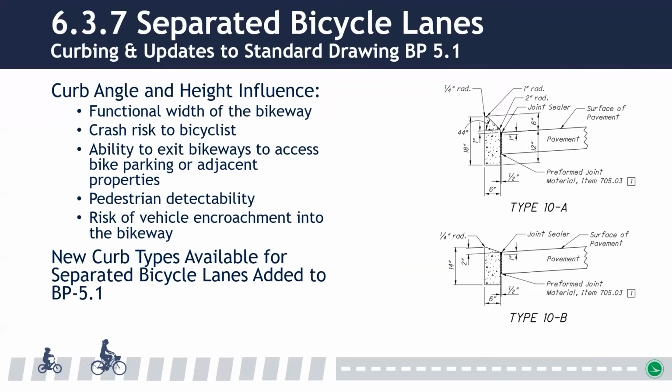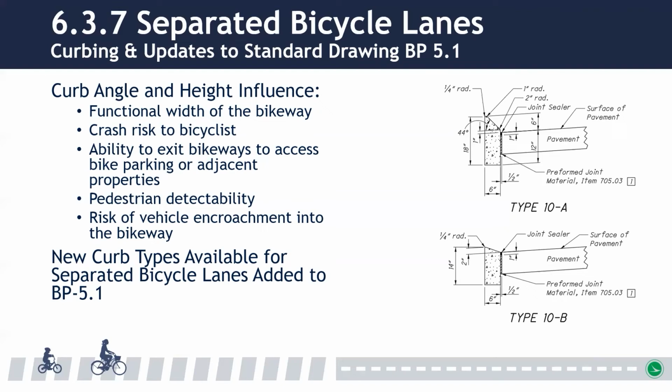Two new curb types are available for separated bicycle lanes that can reduce the risk of a pedal strike. Curb type 10A is a sloping curb and is preferred along street level separated bike lanes. Curb type 10B is a mountable curb preferred along intermediate level separated bike lanes. These are also traversable by bicyclists. Both of these curb types can be found in Ohio's standard construction drawings for curbs.